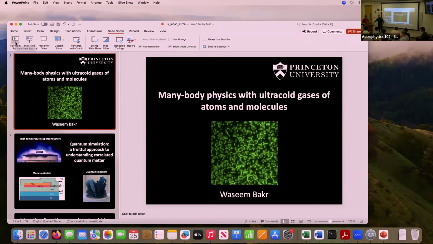I first met Waseem when I had the good fortune to join his quantum gas microscope experiment in Marcus's group as a postdoc. I say good fortune both because Waseem is an amazing scientist and because I joined at exactly the right time, right after they got these images. And the first quantum gas microscope in the world was the one that was being built, and it started working.